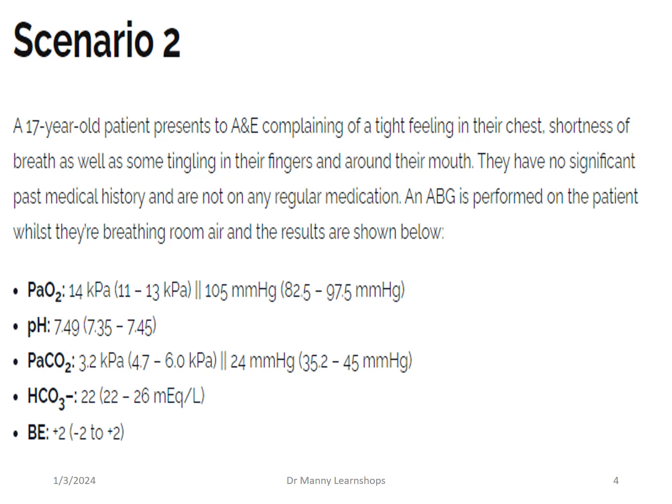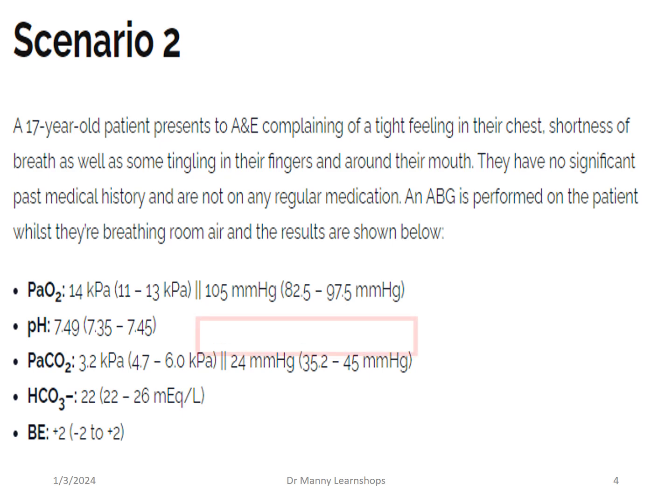In scenario 2, we have a 17-year-old female patient who presents to the accident and emergency department complaining of chest tightness, shortness of breath, tingling in their fingers and around their mouth. They've got no significant medical history. They're not on regular medications, but because of the breathing issues, an arterial blood gas is performed. And this is performed while they're breathing room air.